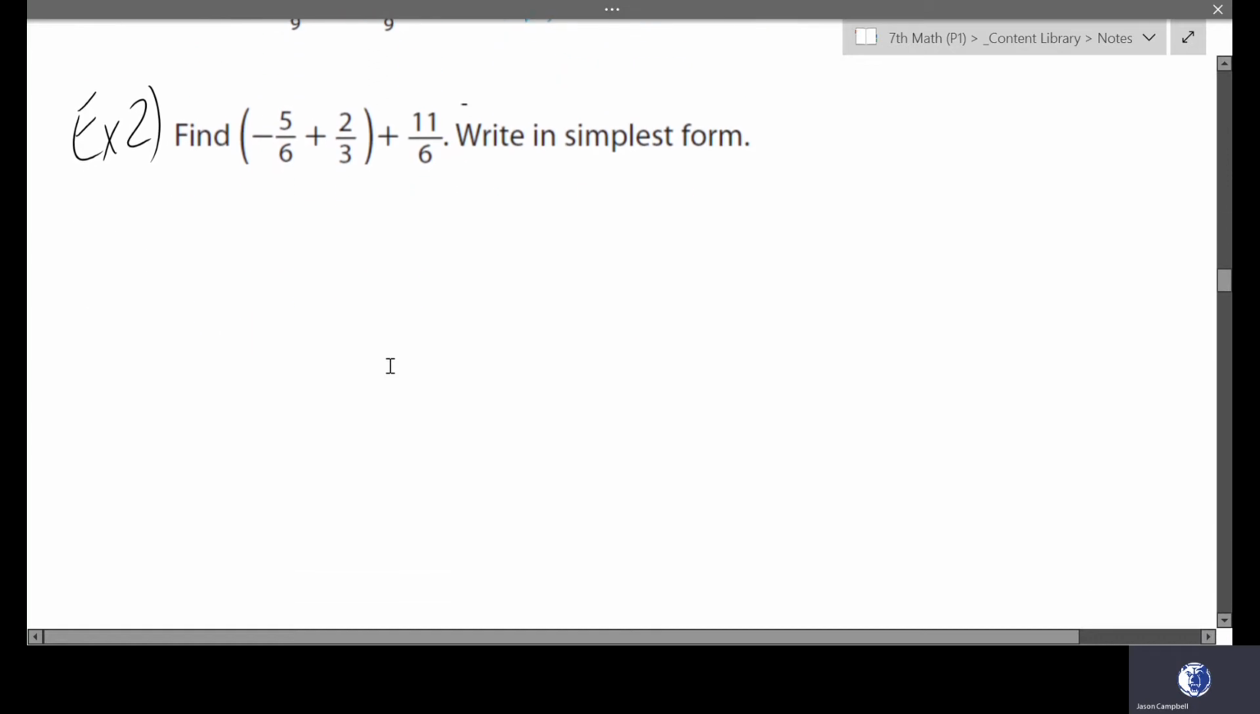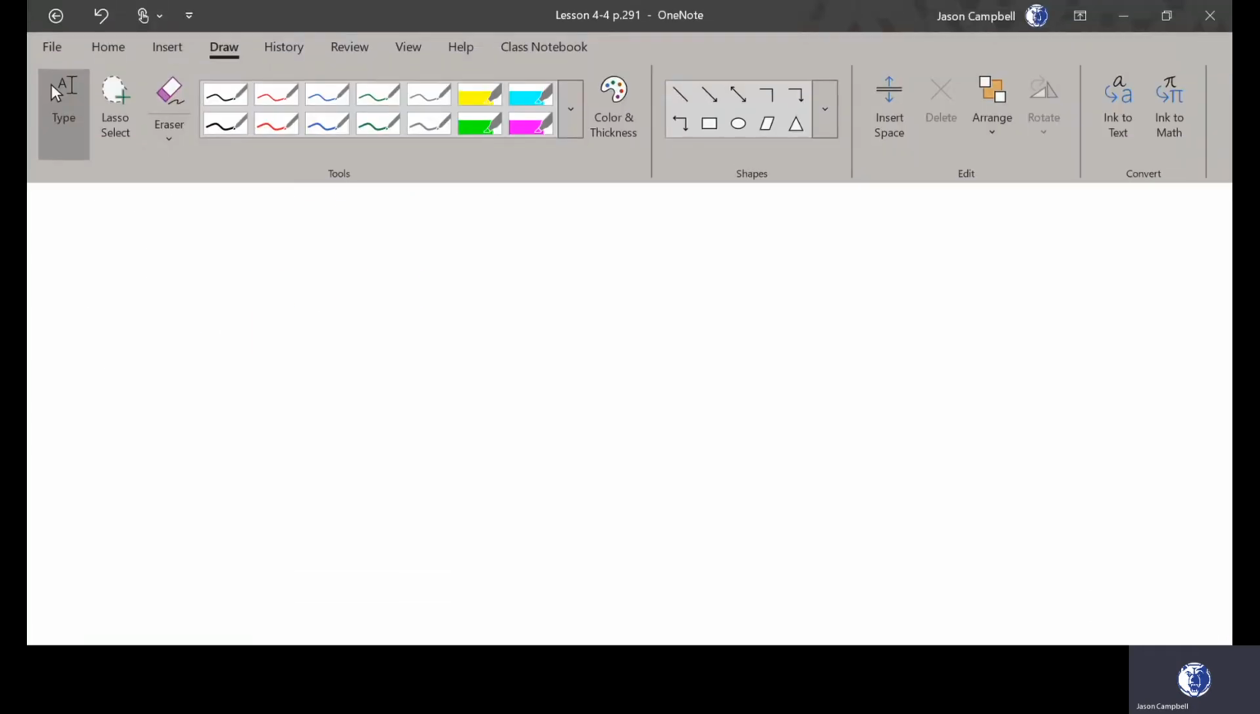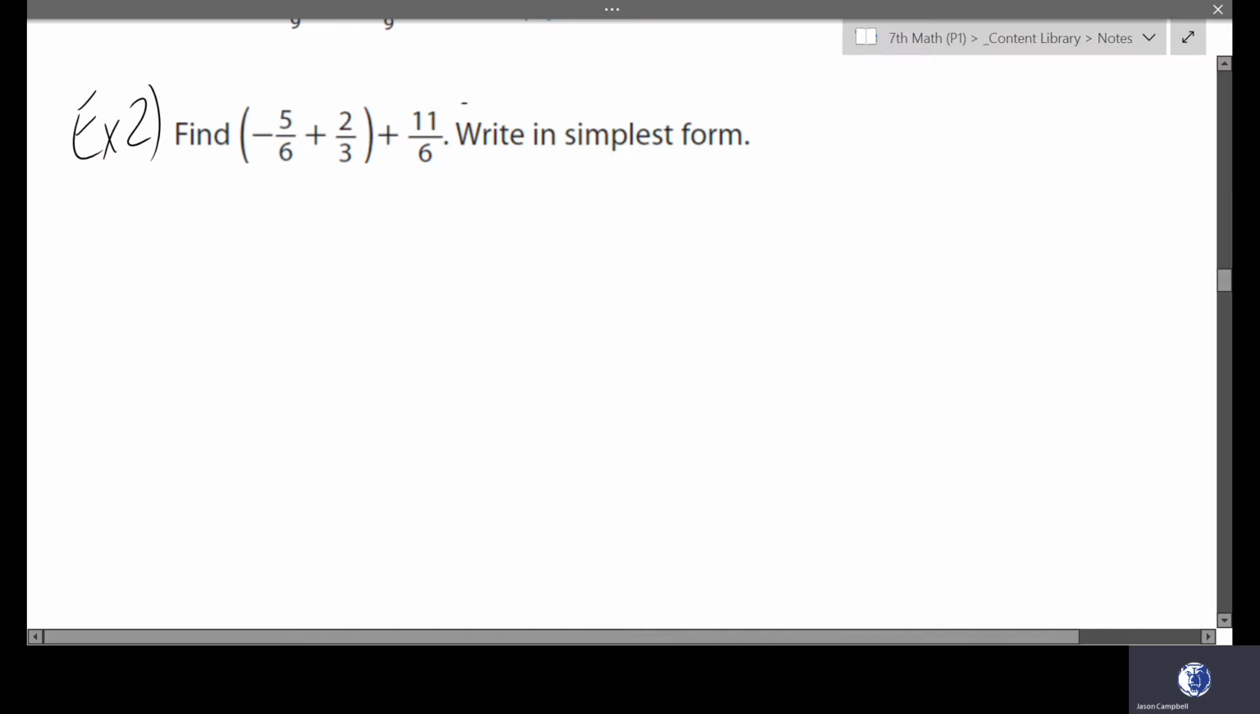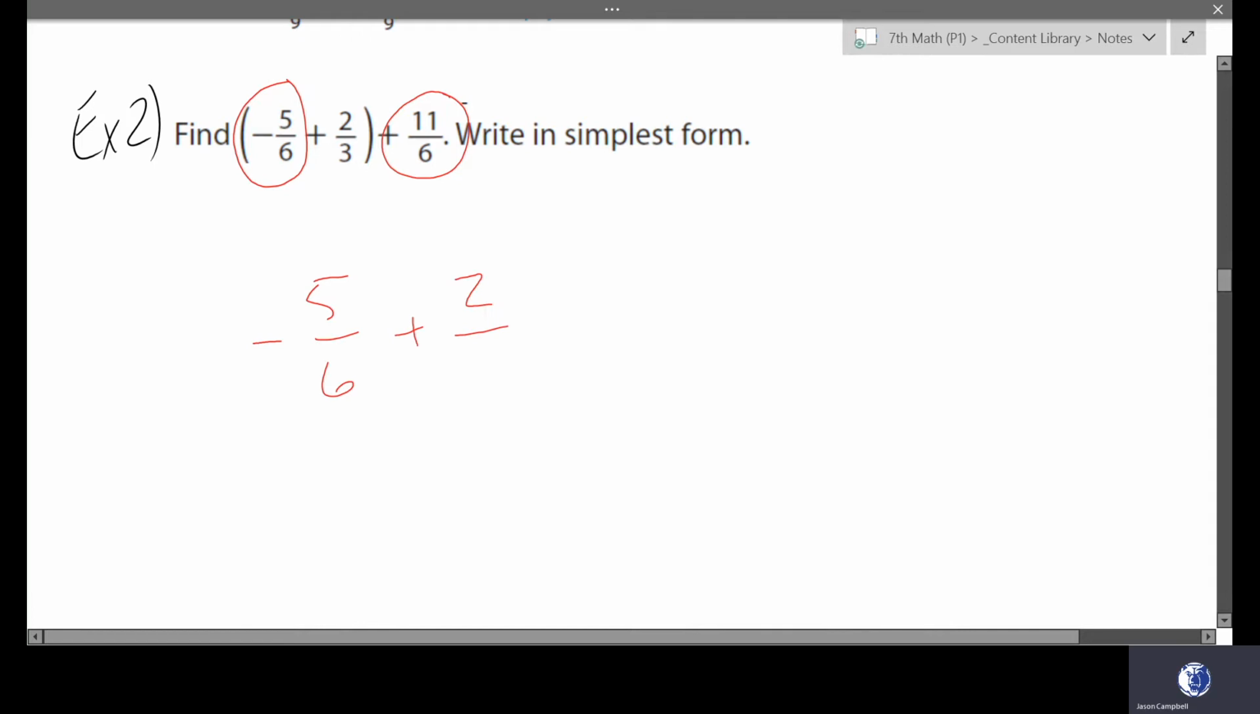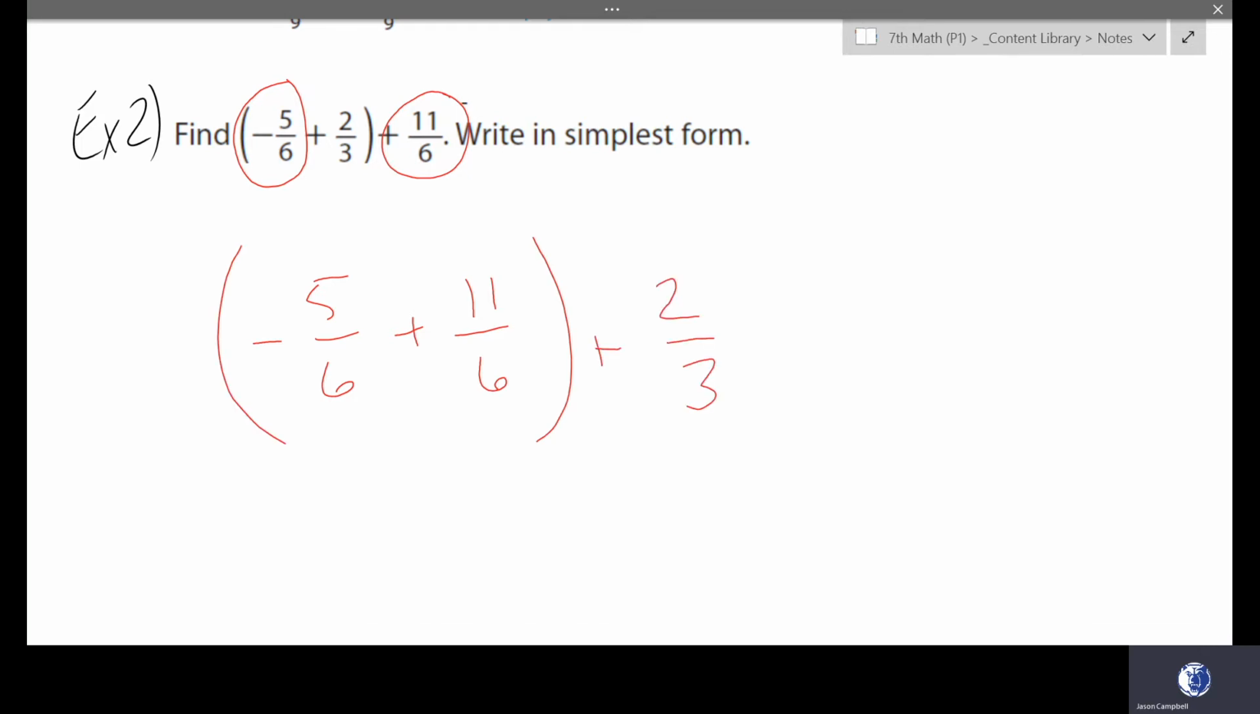We'll do a similar process here. So I have negative 5 over 6 plus 2 over 3 add 11 over 6. So I'm going to focus on my two fractions that have the common denominator already, the 6. So negative 5 over 6 add 11 over 6 is what I want there. And now that's going to be where my parentheses are, and the 2 over 3 is going to be on the outside.